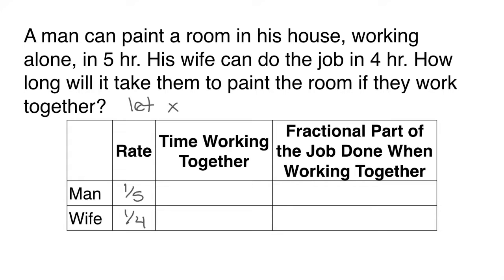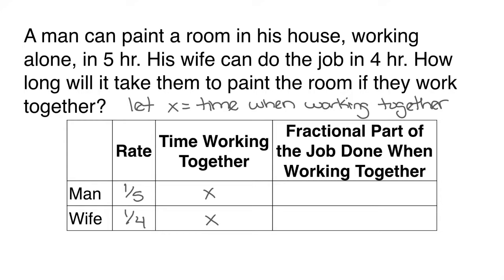We'll let x equal the time that they spend to complete the job when working together. Then the time in working together for both the man and his wife is x. The fractional part of the job done when working together will be the product in each row. So for the man, the part of the job that he'll complete is 1/5 times x, and for his wife, the fractional part of the job that she'll have completed is 1/4 times x.